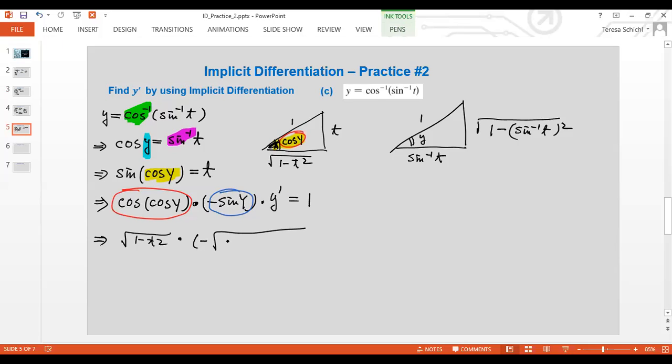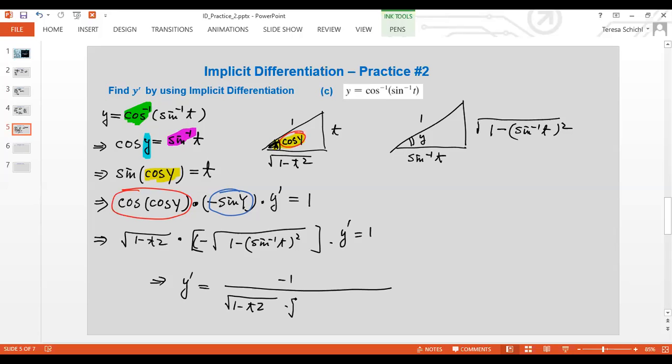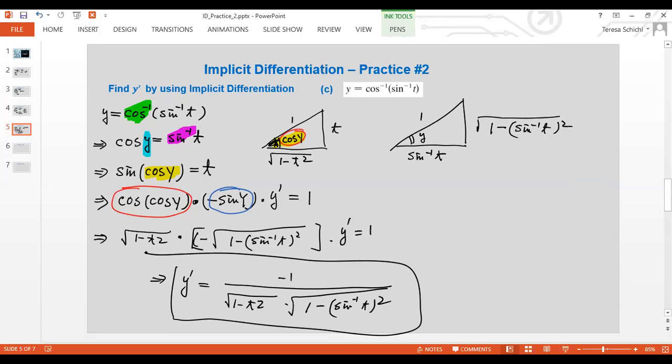So it's negative the square root of 1 minus arcsine t, the whole thing squared, times y prime, equal to 1. So what is my y prime? My y prime will just be the whole thing here: the square root of 1 minus t squared times the square root of 1 minus arcsine t squared. So that's how you use implicit differentiation to find the derivative of the inverse function.